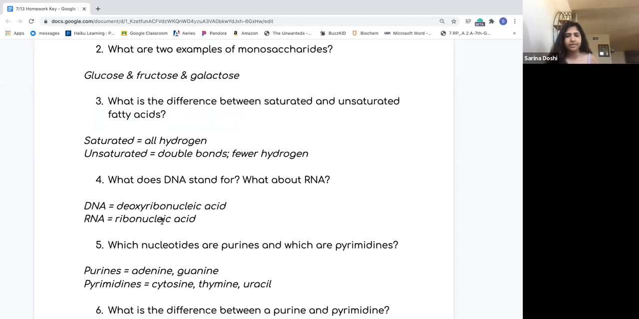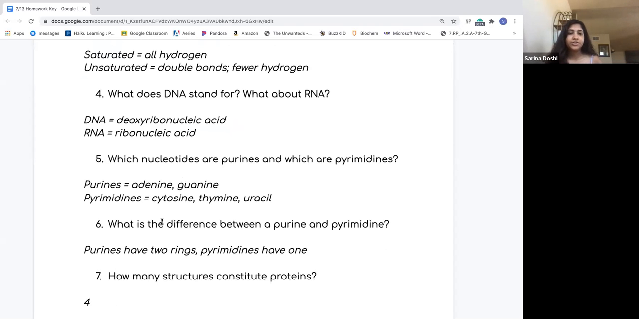What does DNA stand for, and what about RNA? DNA is deoxyribonucleic acid, and RNA is ribonucleic acid. This one was pretty easy. 5, which nucleotides are purines and which are pyrimidines? Purines are adenine and guanine. Pyrimidines are cytosine, thymine, and uracil. Some of you didn't put all 3 for pyrimidines, and it's not a big deal as long as you get the difference between the two, which is number 6. Purines have 2 rings while pyrimidines have 1.